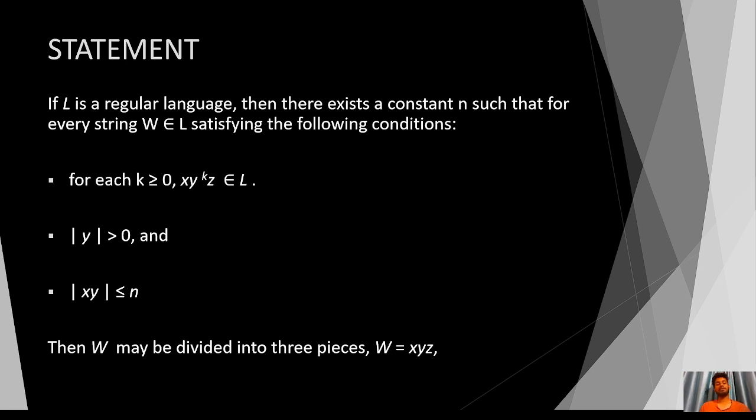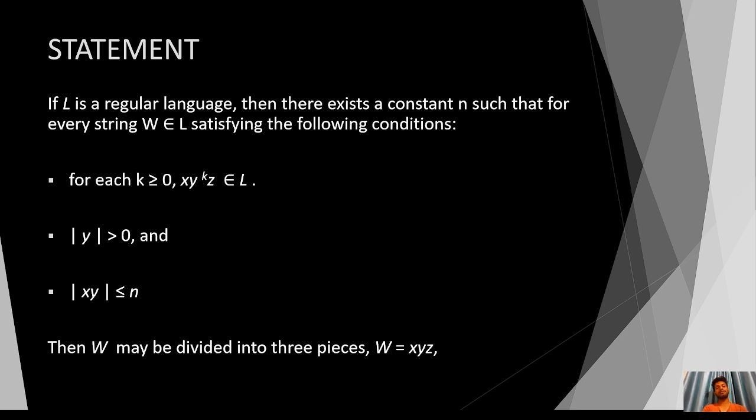Statement. There's a theorem. If L is a regular language, then there exists a constant n such that for every string W belonging to L, satisfying the following conditions, for each k greater than or equal to 0, x y to the power of k z belongs to L. So x, y, z are the three parts of the given word. W is the word we have taken, and x, y, z are the three parts that make up that particular word.